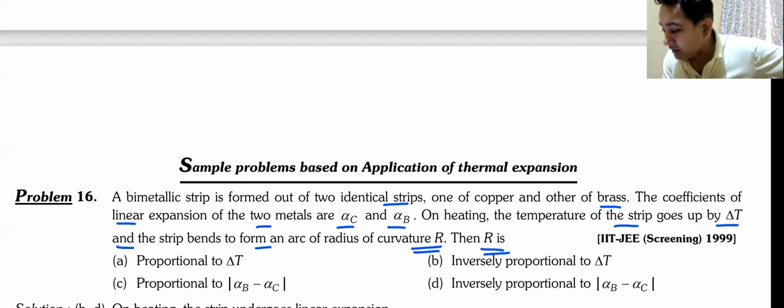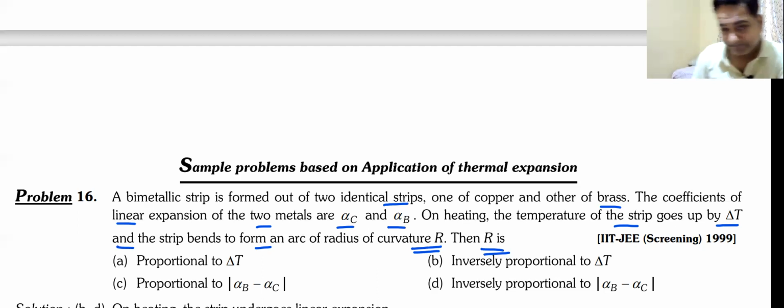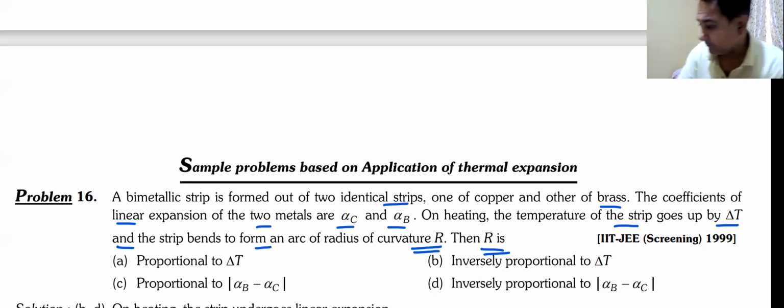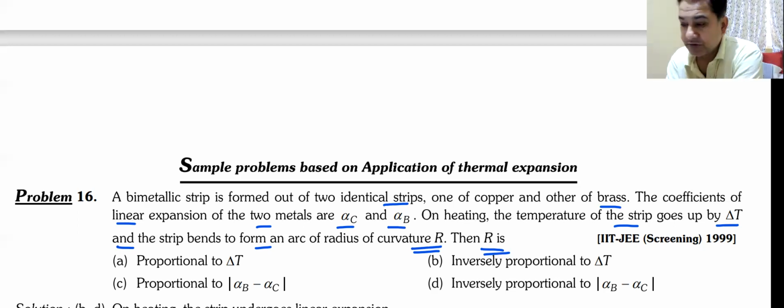They are assuming that the brass coefficient is more. It's not given in the question. This you have to understand. Inversely proportional to alpha B minus alpha C. Which option is correct? Proportional to delta T, or inversely proportional to delta T? Proportional to delta T and inversely proportional to delta T, or inversely proportional to the modulus of alpha B minus alpha C.